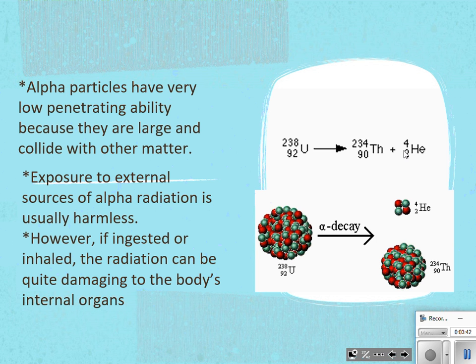And also we get rid of an alpha particle. Now, how did we know it was thorium? We looked at that 90. What is thorium on the periodic table? It has atomic number of 90. So take out your periodic tables. We're going to use those here when we're discussing.